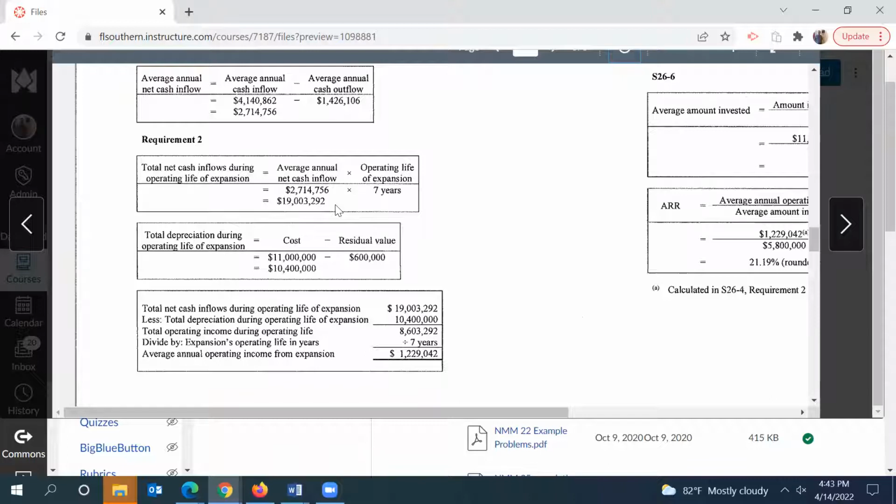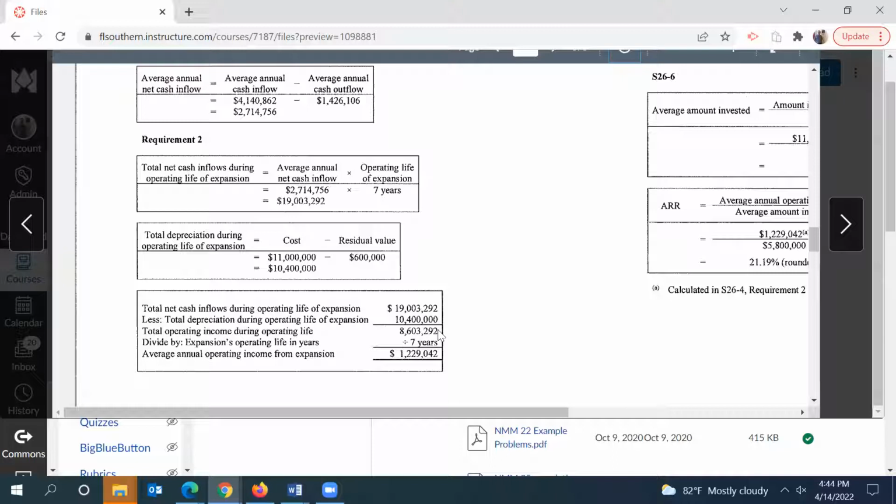Now, those are the total cash inflows. We want to get back to accrual accounting income. So since those cash inflows did not include depreciation, let's subtract it off now. Well, the total depreciation during the operating life of the expansion will be the initial cost of 11 million minus the residual value of 600,000, giving us 10.4 million. Now, finally, let's take those total net cash inflows of 19 million, subtract off the depreciation of 10.4 million.